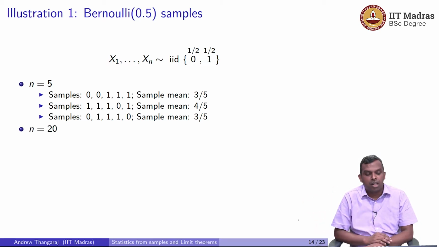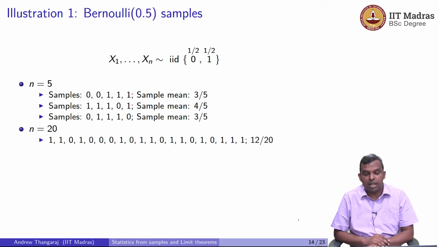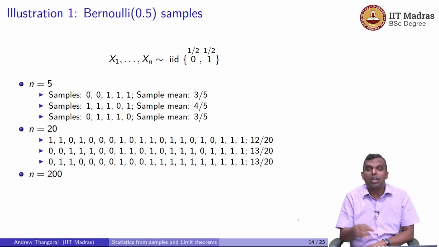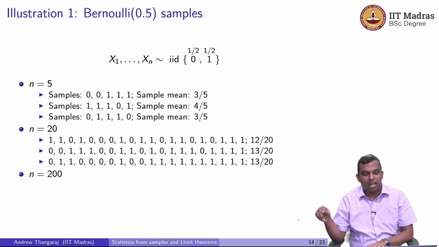This can happen. Now let's go to n equals 20. There you go. A long set of samples, and the sample mean changes: 12 by 20, 13 by 20, 13 by 20. So this is how the sample mean works. You add up all the samples and divide by the number of samples. The sample mean keeps changing from sampling to sampling. Now supposing I go to n equals 200, it's difficult to write down all the samples that I got. I did a few simulations of 200 IID Bernoulli half samples.